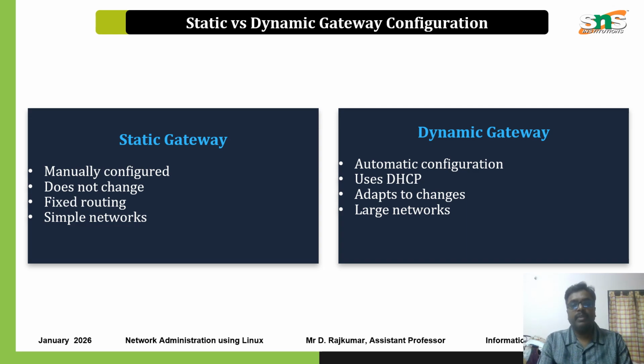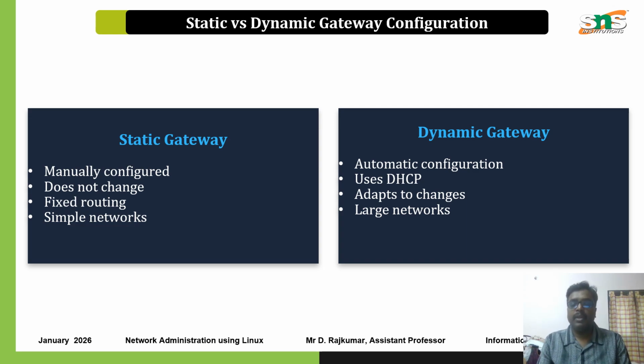What is the difference between static and dynamic gateway? A static gateway is manually configured. It will be a permanent gateway for the network. If we assign a gateway to the network, it is assigned permanently, and the routing protocols and procedures are also fixed. This can be used for a simple network, for example a LAN which connects a small number of systems or an office building. We will be using a static gateway there.